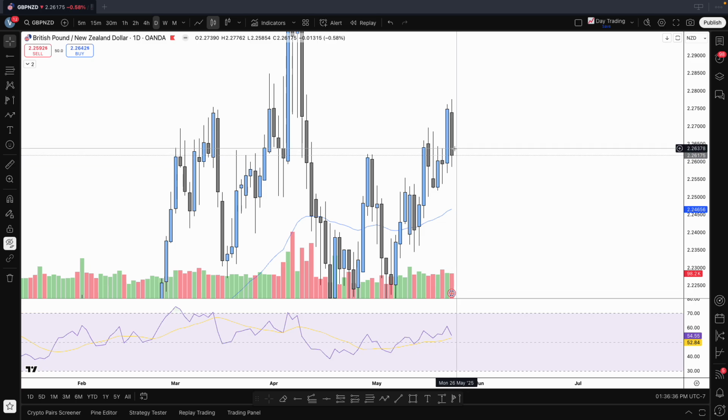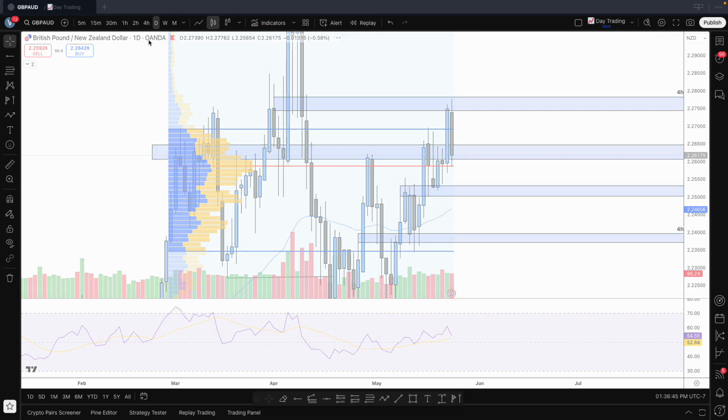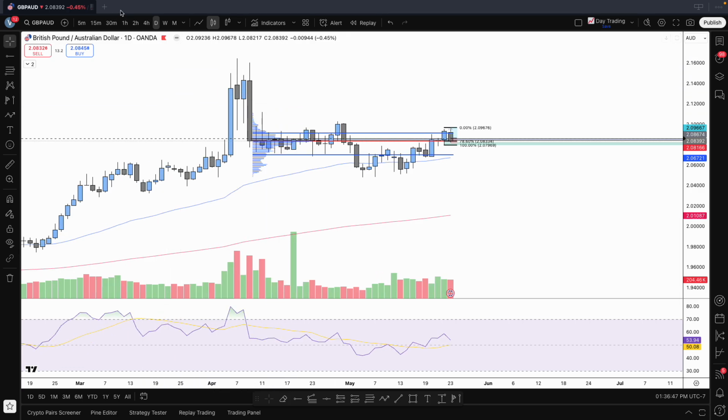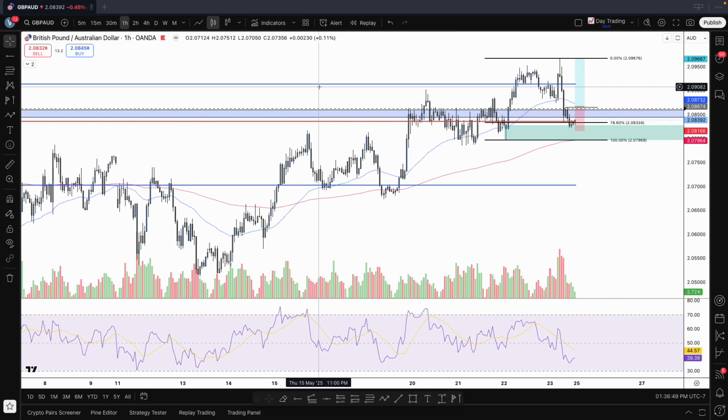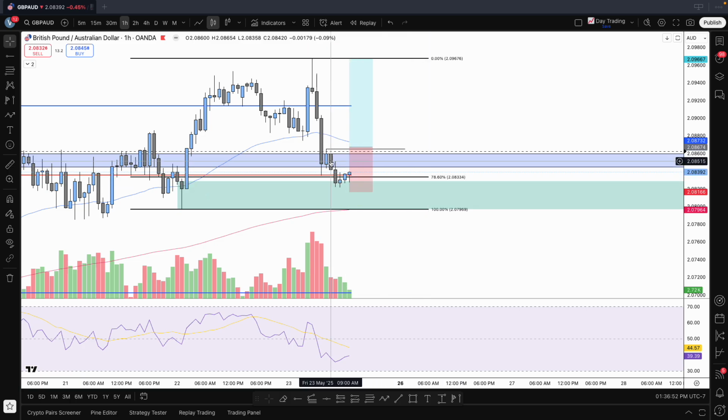I'm going to be looking to enter somewhere over here as soon as the markets open and give me a better entry signal. And then I'll be looking to go long, targeting these highs again. Next up is GBP AUD, pretty much the same thing. I'm going to be looking to go long after price breaks the structure.